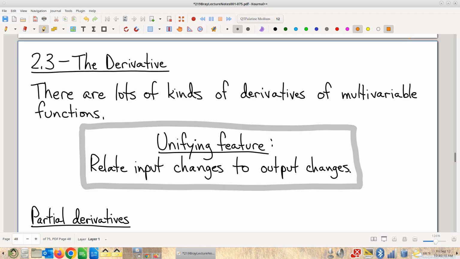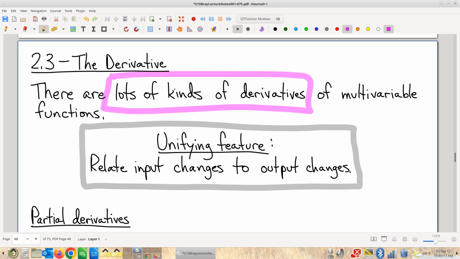Okay, so we're going to start talking about derivatives. Derivatives are a big deal. First unexpected fact: while in single variable calculus there's only the derivative, right? There's only one way of taking a derivative. Not so with multivariable. There are various different kinds of derivatives. So we're going to talk through all of them, pretty much.